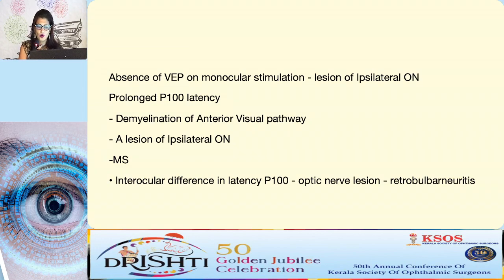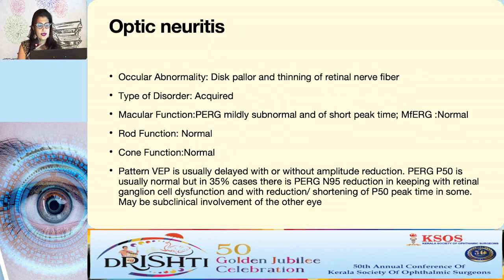Absence of VEP on monocular stimulation again is a lesion of the ipsilateral optic nerve. And we also talked about the prolonged P100 latency as an indication of demyelination. In optic neuritis, there will be disc pallor, thinning of the retinal nerve fiber layer. It is most diagnostic during the time of optic neuritis, as well as in conditions of demyelination; this P100 latency almost never comes back to normal. So it is also an indication, especially in MS patients who have had subclinical optic neuritis. If you want to look at whether there was some optic nerve dysfunction during an episode, again you can look at the P100 latency.